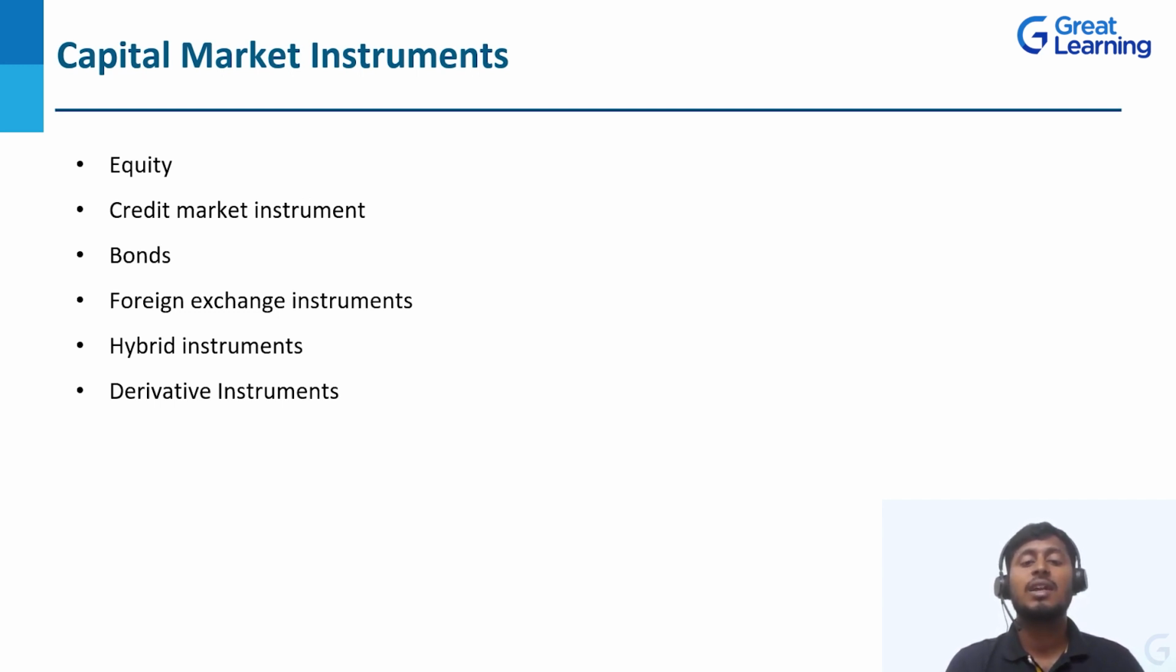And the last one, derivatives. This derivative instrument has a large security market. Derivatives are instruments that do not have their own value. The value depends on the underlying asset's value. In derivatives, we have four different types: future, swap, forward and options. So these are the four types of derivatives available.